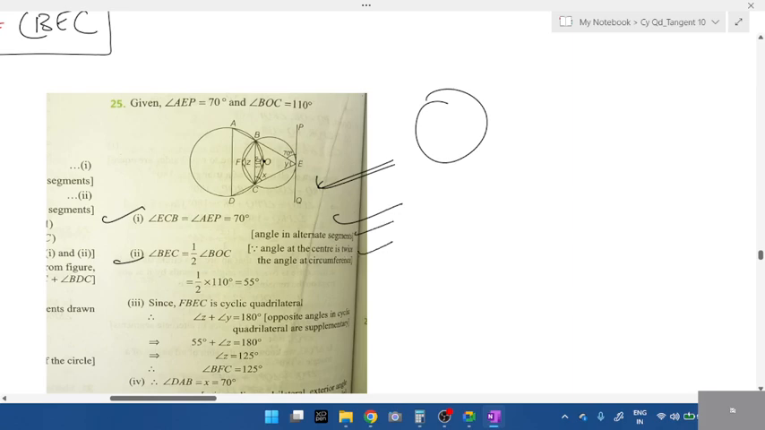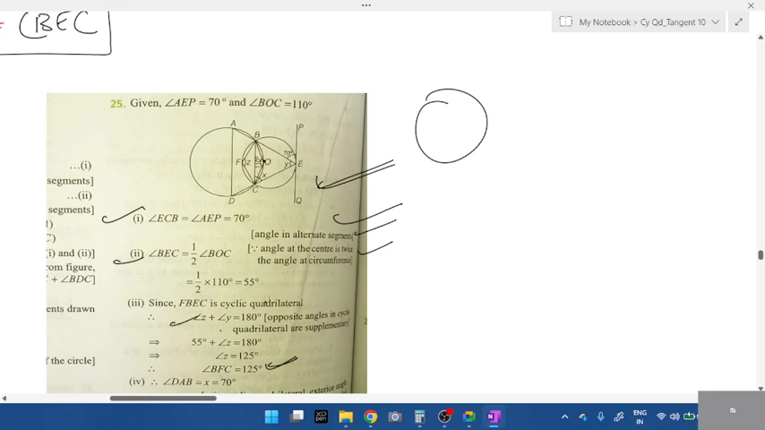Look here. This is the board exam solution. Angle in alternate segment theorem. Angle at the center is twice the angle at the circumference. Okay. Then what about the angle? See, all this is confusing. Our answer is correct. 55 degrees is correct. What about BFC? We got 125, right? What kind of quadrilateral? Cyclic quadrilateral.